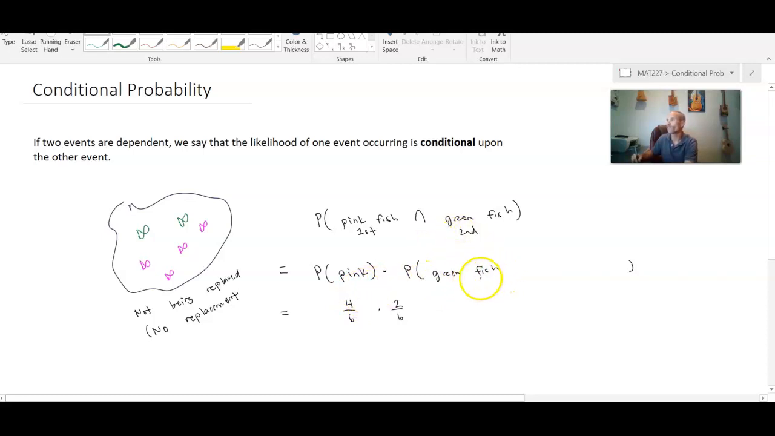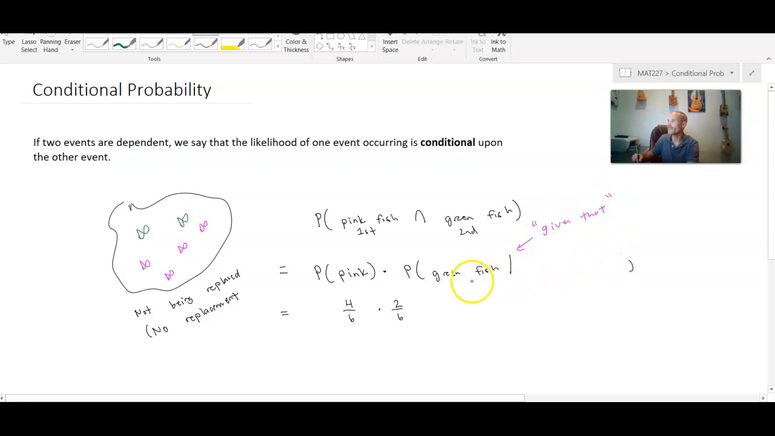But when we write the probability of a green fish without specifying any other condition, that probability is 2/6. Now you might say, but that's crazy because you just told me you drew a pink fish. However, this probability statement does not have that condition built into it. So what I will do is I will put this vertical line down here, and this vertical line is read as given, or given that.